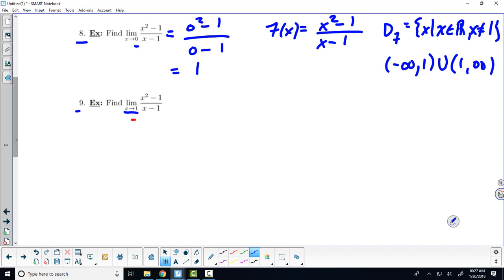Okay? So how do I have to tackle this problem? By some other means. And this is actually similar to one I worked before.